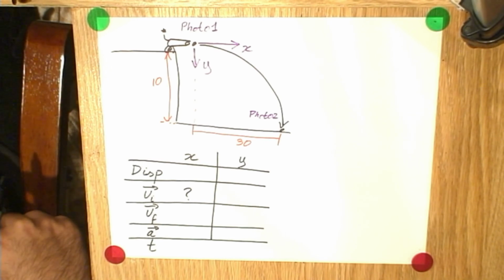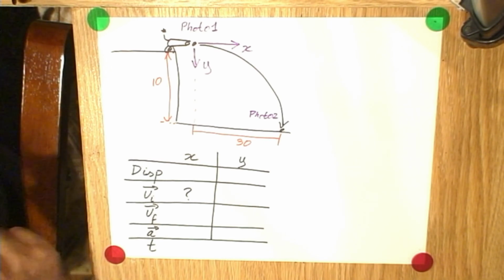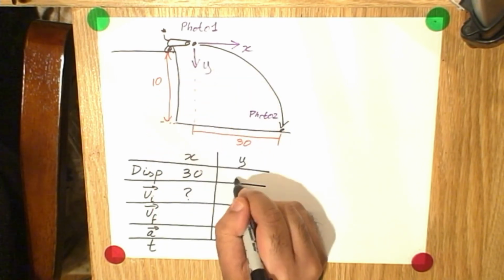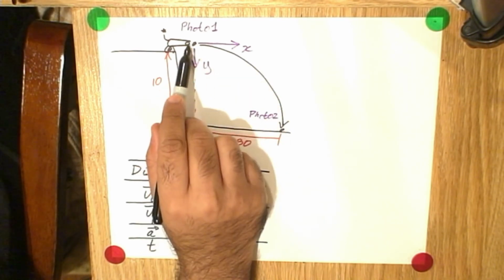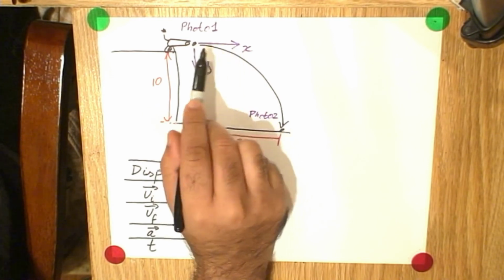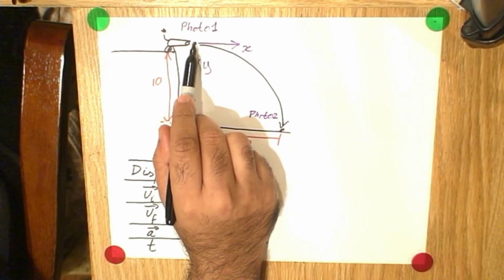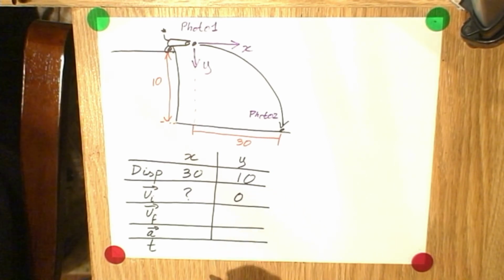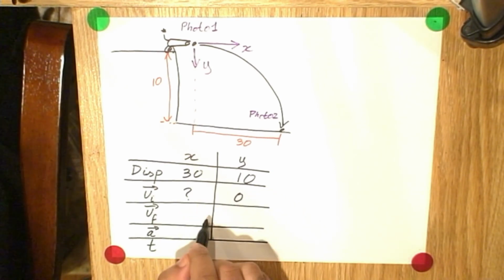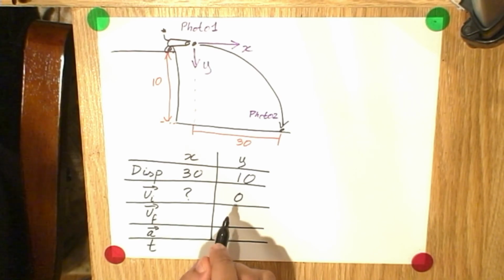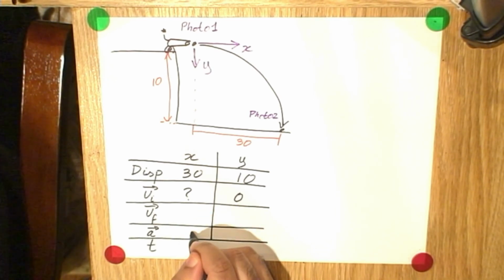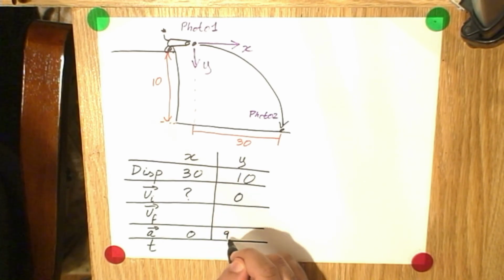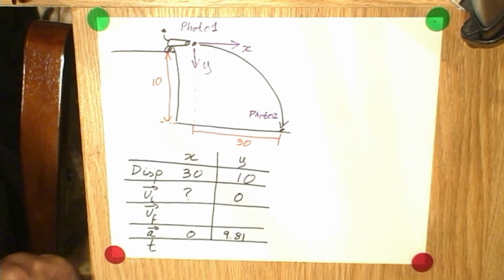Now, let's list all the information we know. The displacement in x is 30 meters. The displacement in y is 10 meters. The cannonball was launched horizontally, so the initial velocity of the cannonball in y is 0. The final velocities are not known, but the acceleration in x is 0, and the acceleration in y is positive 9.81.